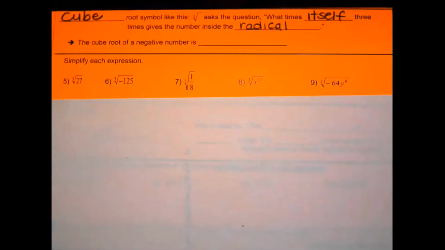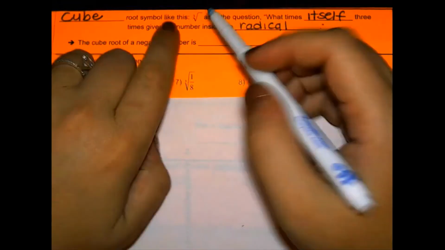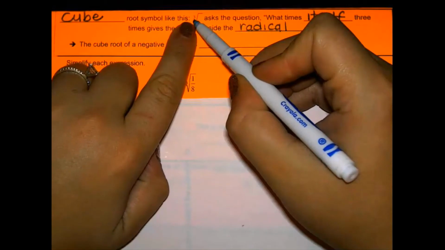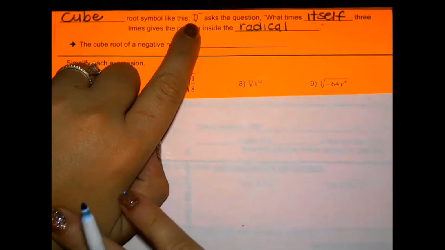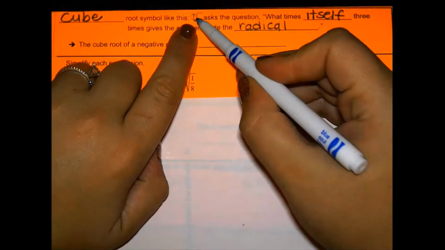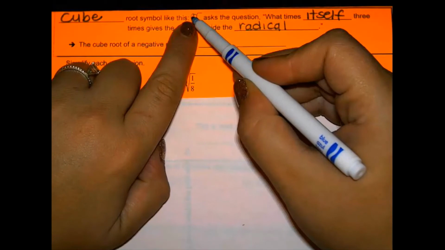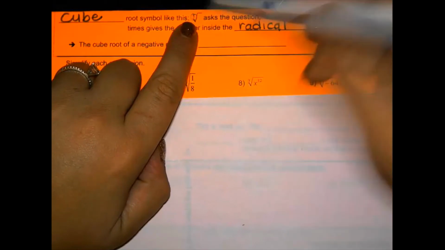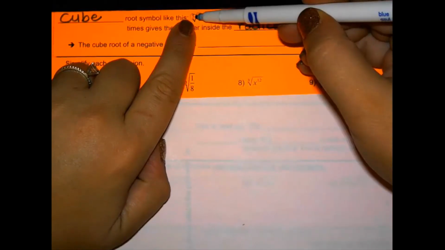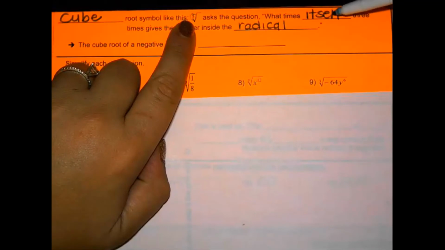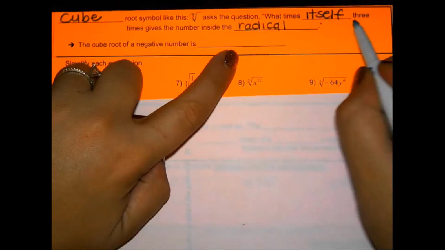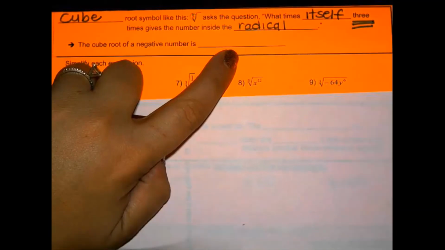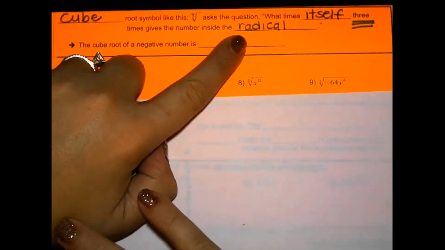All right, next we're going to talk about cube roots. So you will notice that there's this little number right here. There's a 3. That's called an index. We'll write it down shortly. But that is how we know that we want to know what number times itself this many times, so in this case 3, will give you the number inside the radical. So what times itself, in this case 3 times, gives you the number inside the radical.